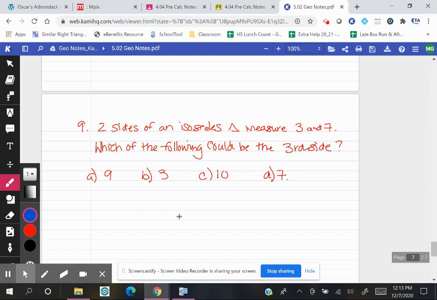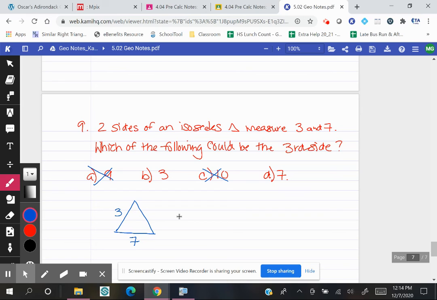All right, so if we know that it's isosceles, we know two sides are the same. We already know that one is 3 and one is 7. So there's a couple different ways you could do this. You could first find out which of these choices would make it isosceles. So then you could probably narrow it down to either 3 or 7. And then we need to figure out which of those would be possible.